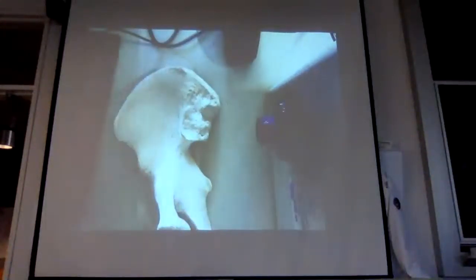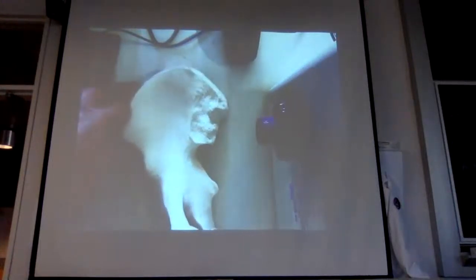Here's the pubis, obturator foramen, acetabulum. This is called the iliac fossa. It's the shallow depression of the ilium. Iliac fossa. This is the anterior medial side. This rough thing points medially.